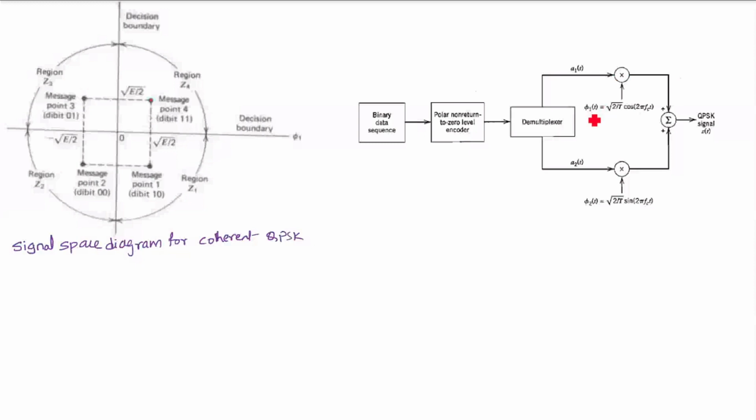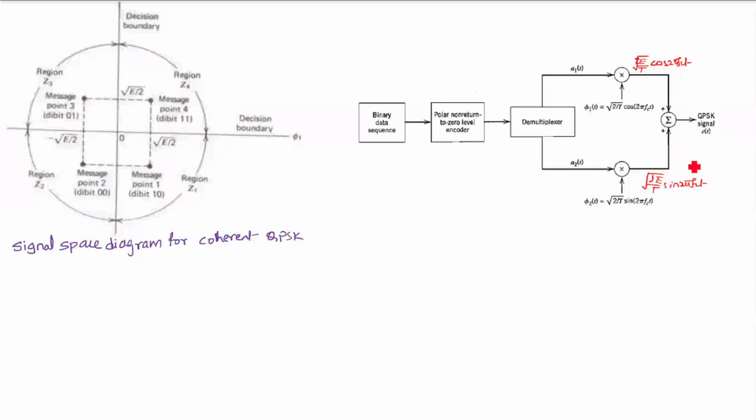It is getting multiplied by the basis function phi 1 of t equal to square root of 2 by T cos 2 pi fct, resulting in square root of 2E by T cos 2 pi fct. The even-numbered bits coming here result in square root of 2E by T sine 2 pi fct. So this part is written as square root of 2E by T cos 2 pi fct, and here I can write square root of 2E by T sine 2 pi fct. The sum of these two results in a QPSK signal, and it is getting transmitted.